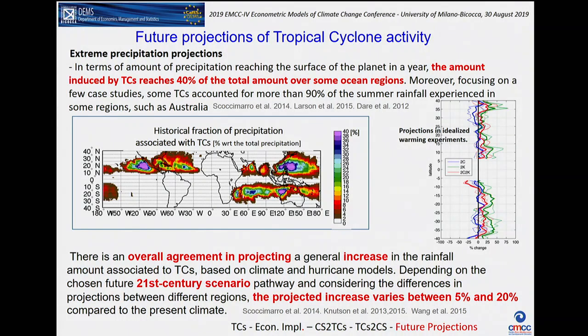And then if you take a look at that kind of scenario, in the worst scenario, in the RCP 8.5, taking the average of the whole CMCC-IV model representing at least category 1 tropical cyclone, you have an increase of the order of 20% of the precipitation associated to TCs.